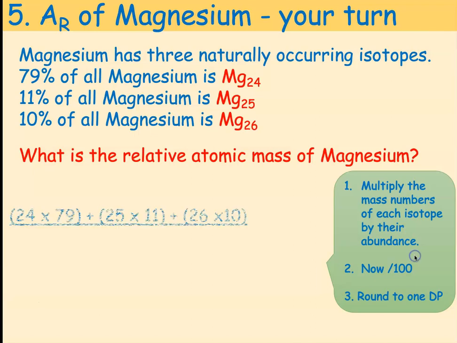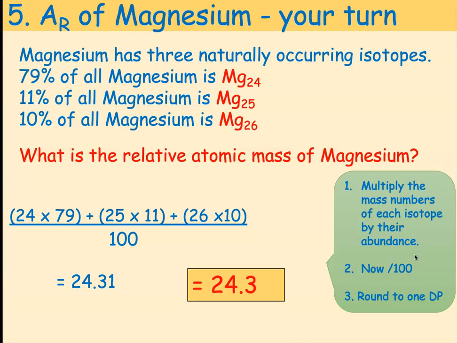Okay, we've got 24 times 79 plus 25 times 11 plus 26 times 10 divided by 100 gives us 24.31. Round it to 1 decimal place and we get 24.3.